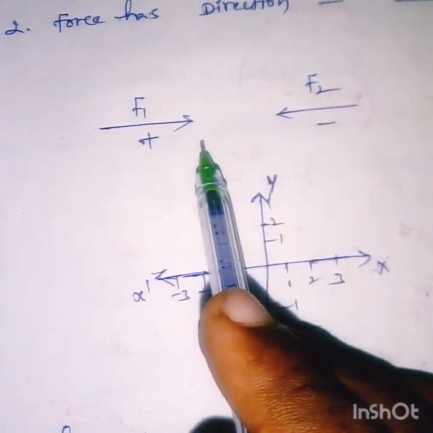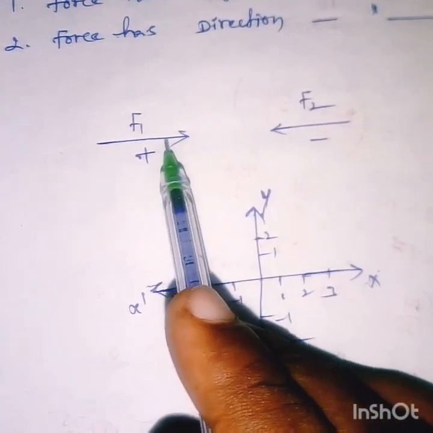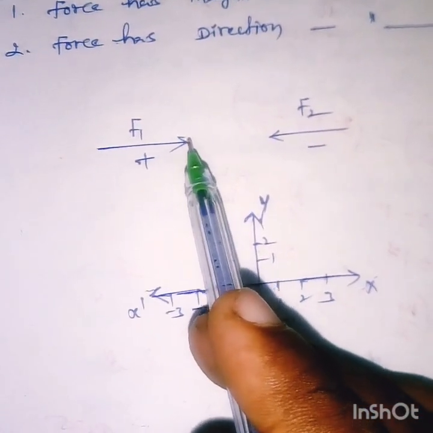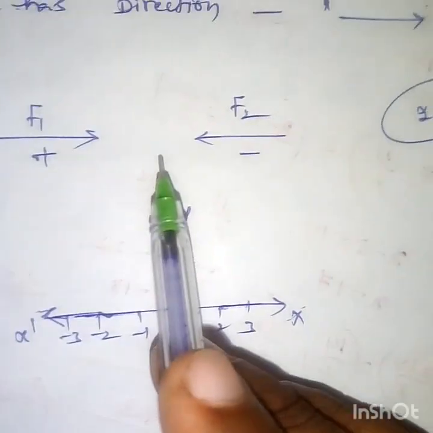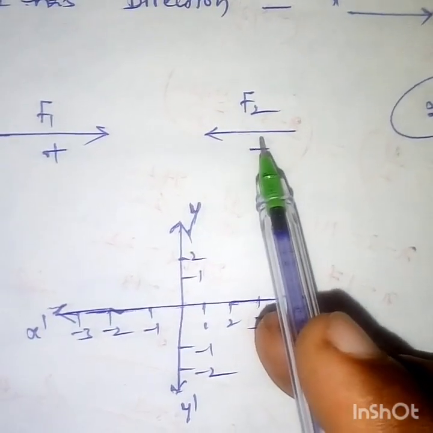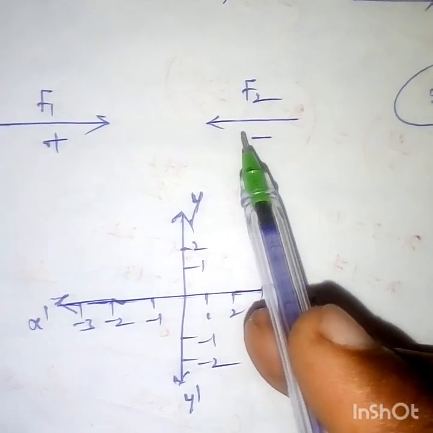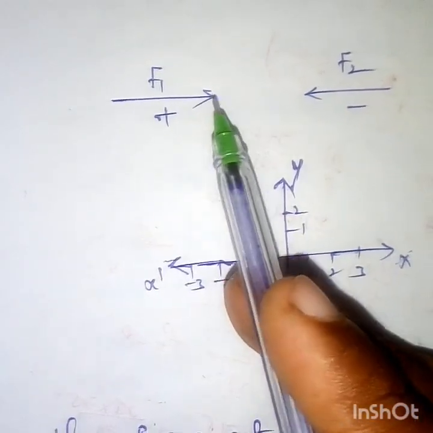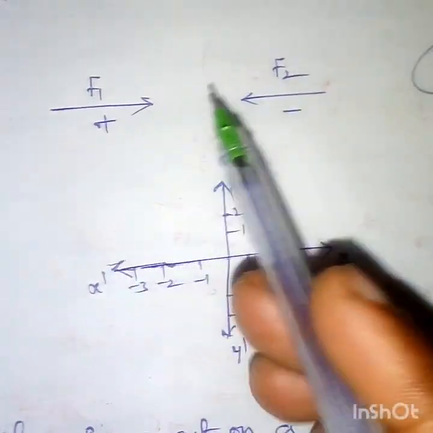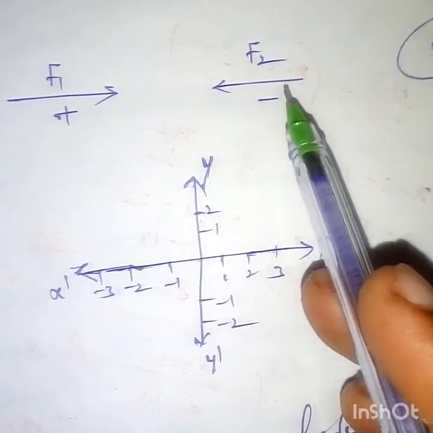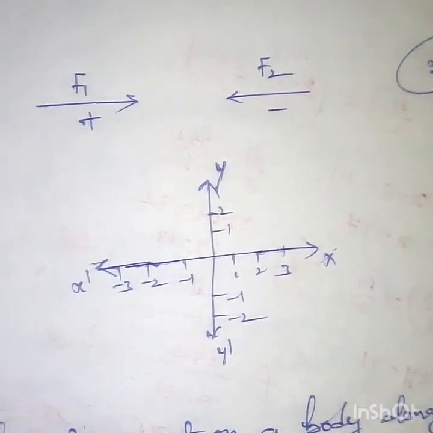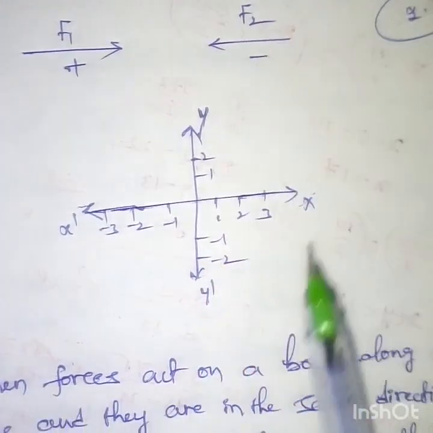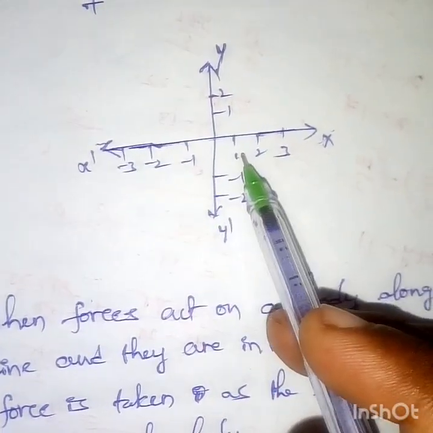Let us observe these pictures. Here the force F1 is directed towards the right side, so it should be taken as positive. And if you observe the second picture, here F2 is acting towards the left, so it should be taken as negative. And it is very easy to remember because you know the coordinate axes, the x-axis and y-axis.